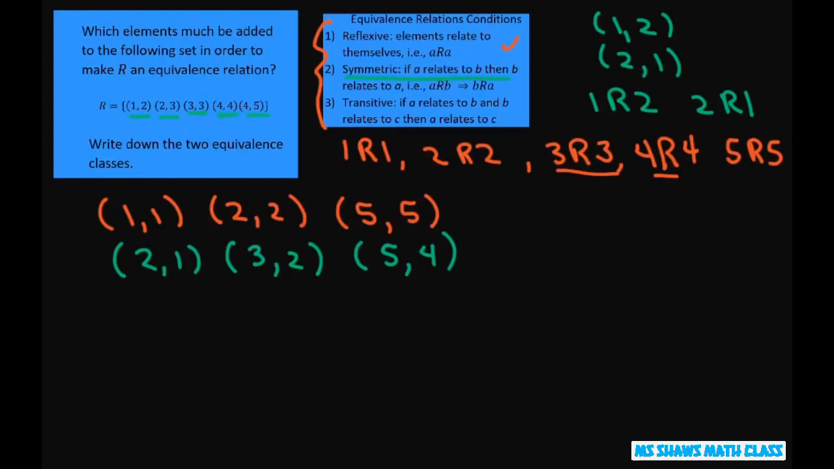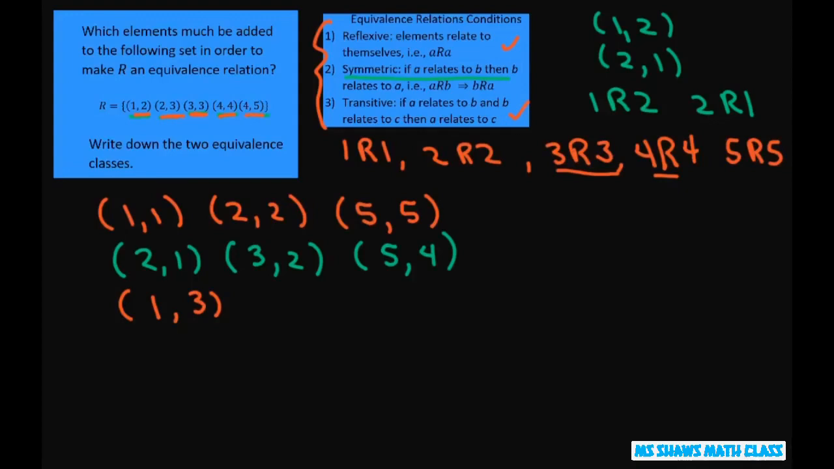We also are going to need to deal with the transitive. So for the transitive, if A relates to B and B relates to C, then A relates to C. So let's see if we have any of that. We have 1 related to 2 and 2 related to 3. So that means we need a 1 is related to 3. This is fine, 3 related to itself. 4 is related to 4, and 4 is related to 5, so we have that.